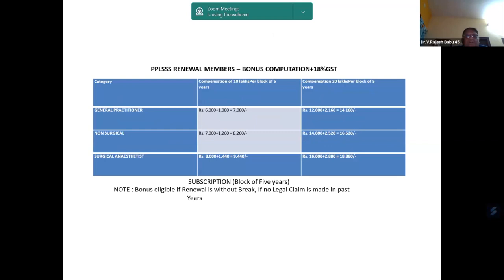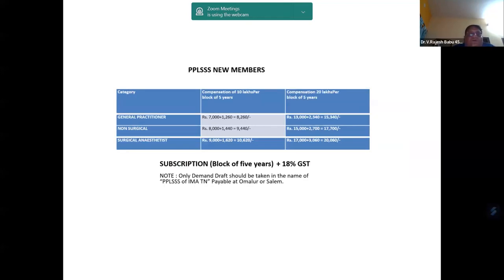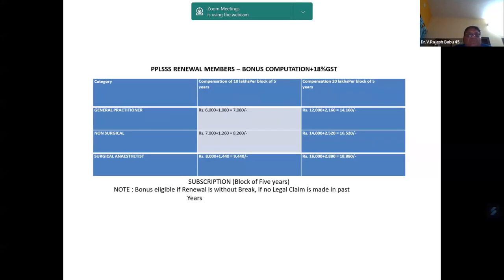After the 5th year, when we are going for renewal, bonus is eligible if renewed without a break. If no legal claim is made in the past years, they will come under the category of bonus. In that, the previous amount I have shown is 8,260. Now it is 7,080. Like that, it reduces. The bonus is given and it is reducing. And even for surgical anesthetists, for 20 lakhs, it was 20,060. It is now 18,880. That is approximately 2,000 rupees getting reduced.